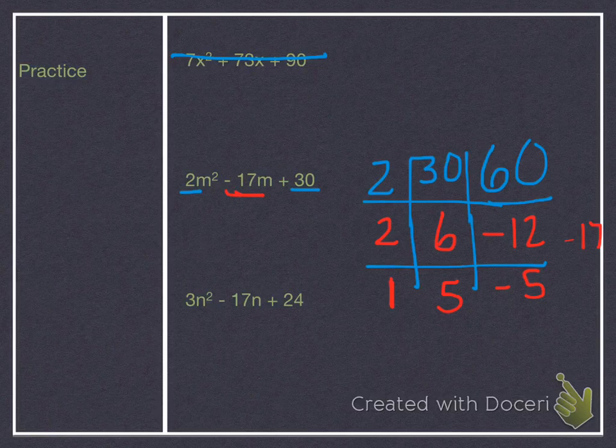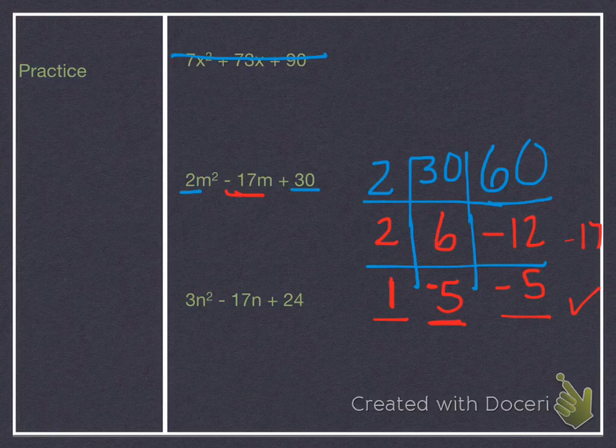Now, the question is, though, 2 times 6 does not equal negative 12. It equals positive 12. And 1 times 5 does not equal negative 5, it equals positive 5. So I have to put some negatives somewhere. Now, I'm going to put a negative right here, because this is where I want to put it. Now, 1 times negative 5 equals negative 5. Check. But negative 5 times 6 does not equal 30, so that doesn't work.